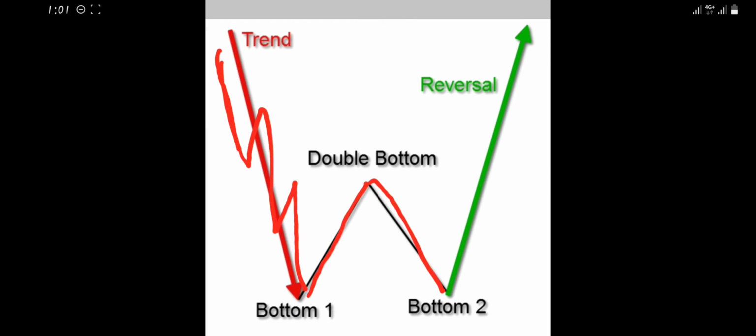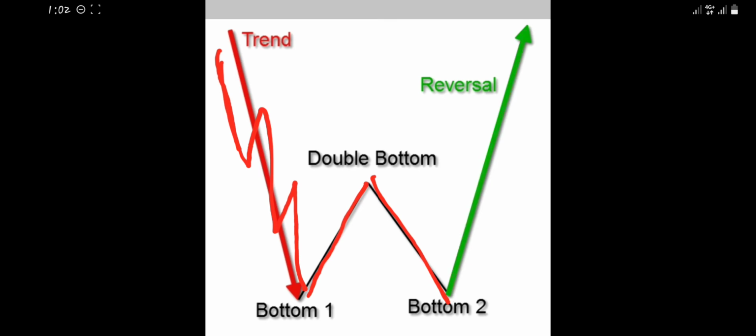So when price is retesting the first established support level, we have to be patient enough to wait for when price is actually ready to begin the new trend. So when price retests that level, then it moves off. So the second bottom is where we want to enter our trade. So that is what we call a double bottom.